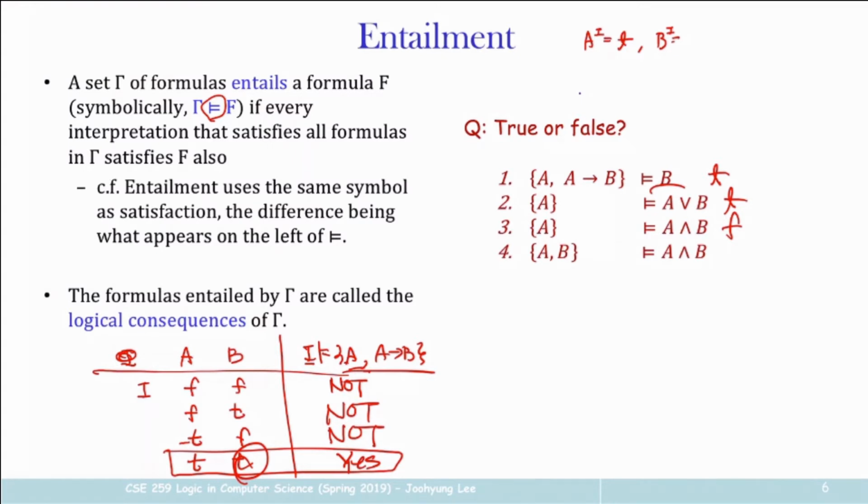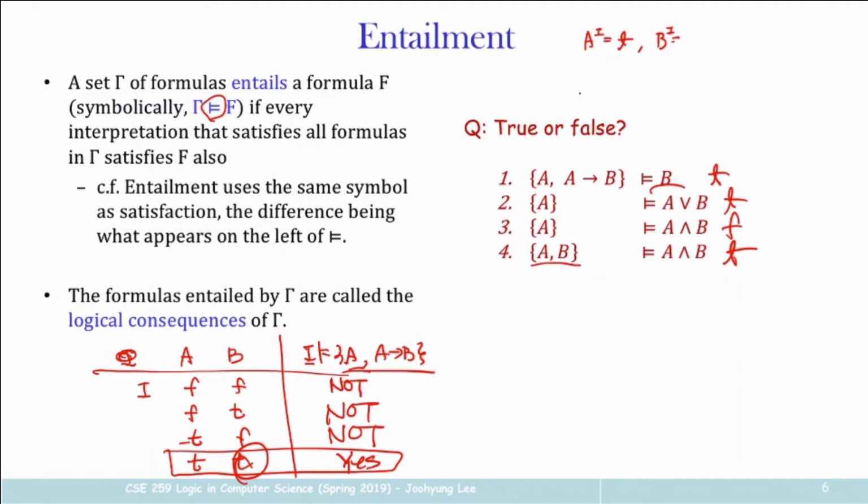If you believe A is true, and believe B is true, should you believe that A and B is true? Christopher, true or false? You don't know? Okay. Anyone else? Yeah? There is one interpretation that makes A and B true, right? So A conjunction B is true.